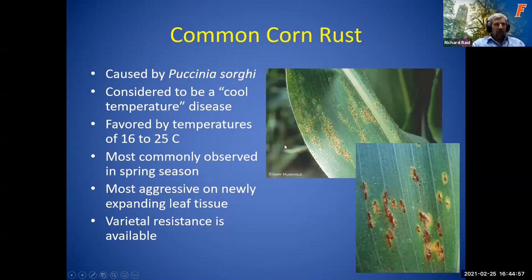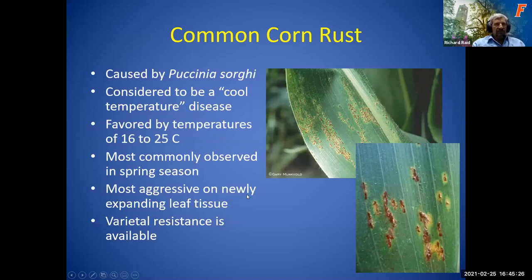Typically in South Florida, we have what we call the fall season, which is planted in late August or September and harvested before the New Year. Then we have our spring season, which is planted usually in December, January, February, and harvested in the spring. So this is definitely a springtime disease because it's a cool temperature disease.